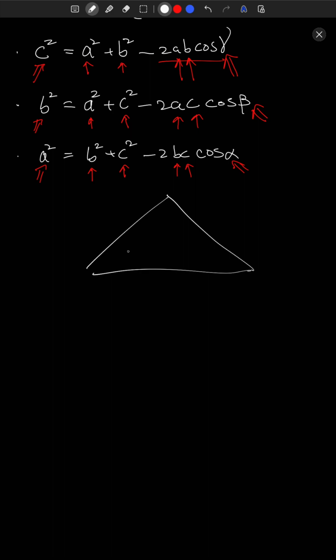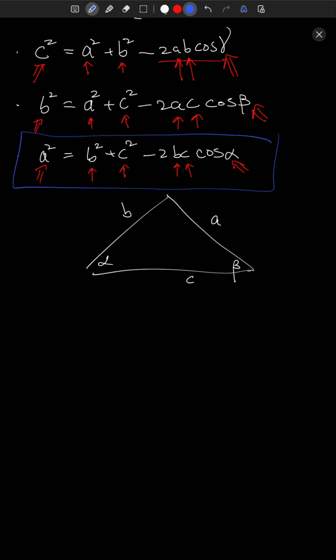So let's do our usual alpha, beta, gamma, A, B, C. Actually, I'm not going to need gamma. I'm going to be doing the one with the alpha. So I'm going to be showing this one right there.